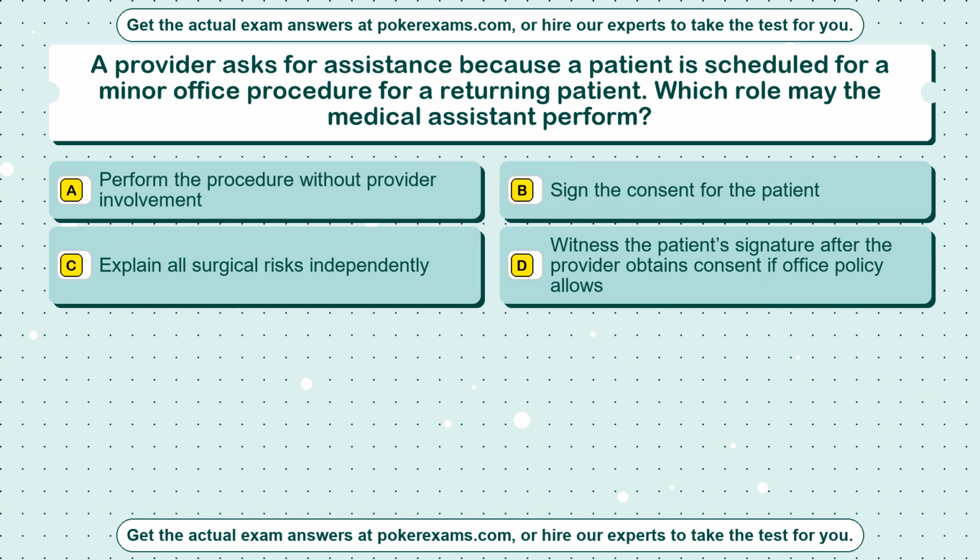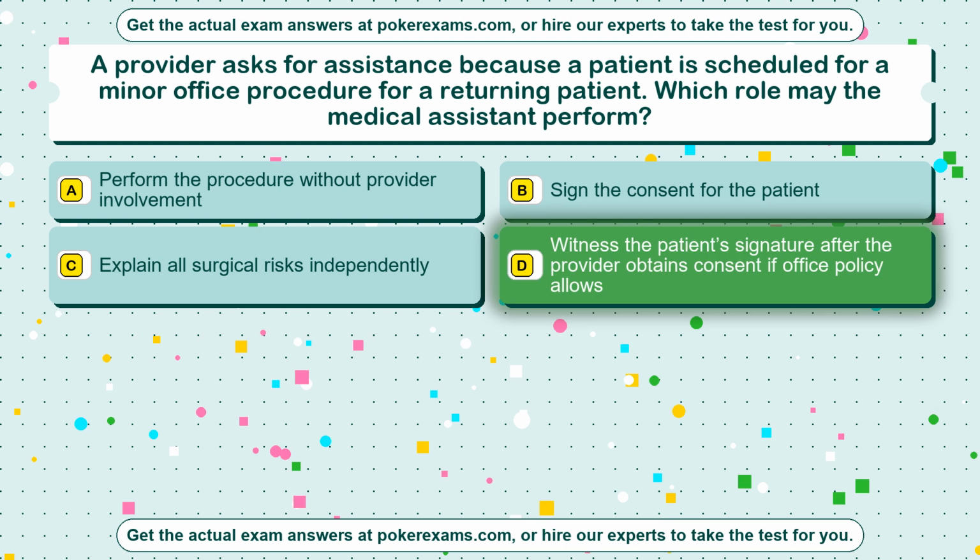Question 62. A provider asks for assistance because a patient is scheduled for a minor office procedure for a returning patient. Which role may the medical assistant perform? Option A, perform the procedure without provider involvement. Option B, sign the consent for the patient. Option C, explain all surgical risks independently. Option D, witness the patient's signature after the provider obtains consent if office policy allows.